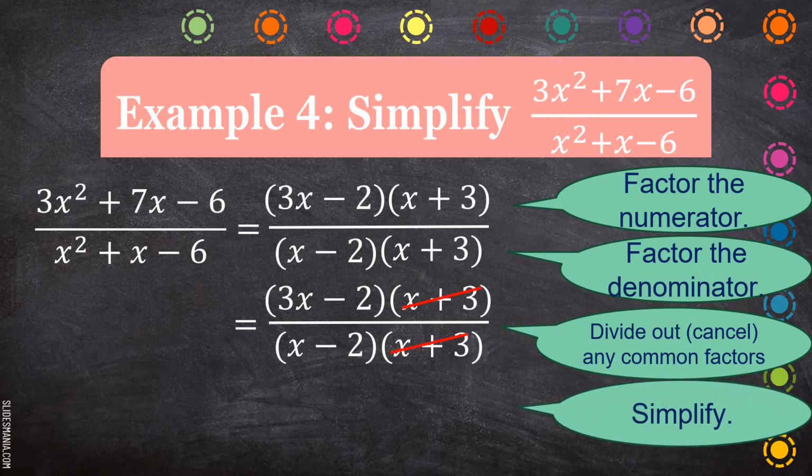Then, let's simplify. So, the remaining factor in the numerator is 3x minus 2, and the remaining factor in the denominator is x minus 2. So, therefore, 3x squared plus 7x minus 6 all over x squared plus x minus 6 is equal to 3x minus 2 all over x minus 2.